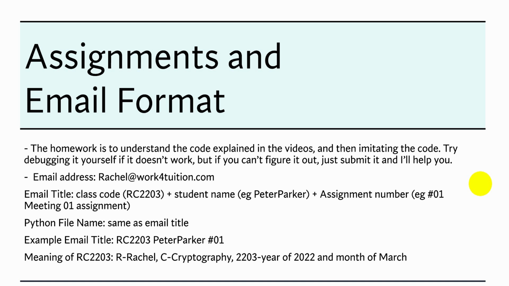For the Python file name, it is the same as the email title. For example, the email title could be RC2203 space Peter Parker space number 01. The meaning of RC2203 is R for Rachel, C for cryptography, 2203 for year of 2022 and month of March.